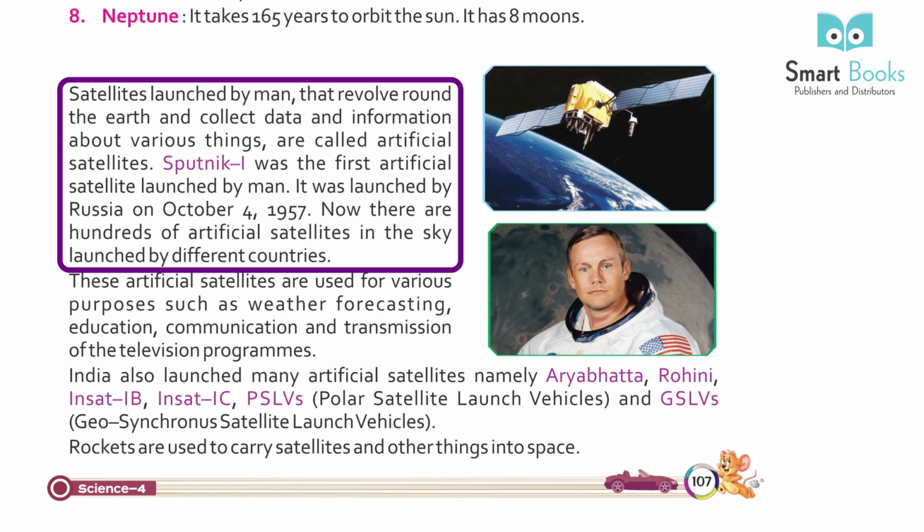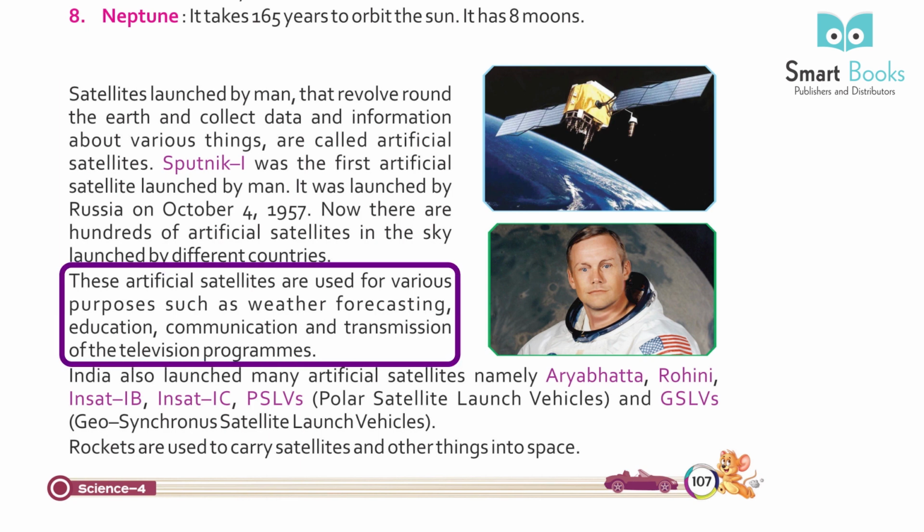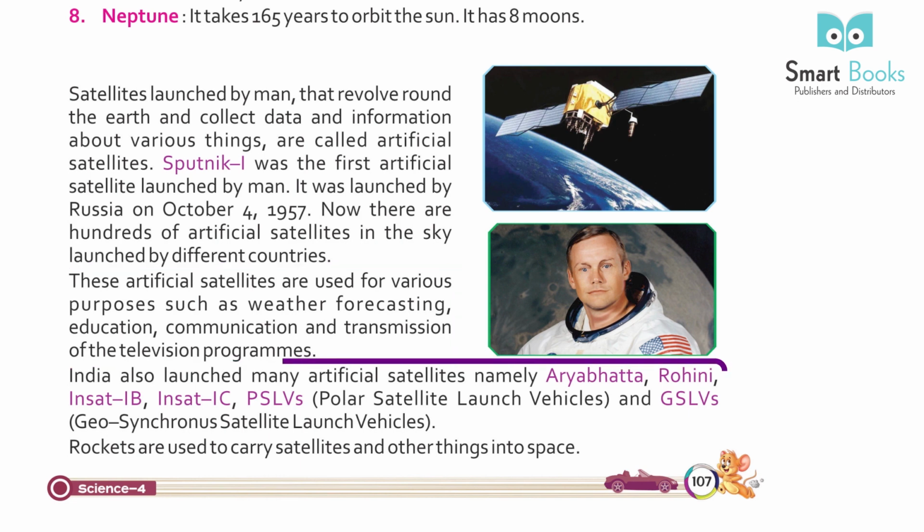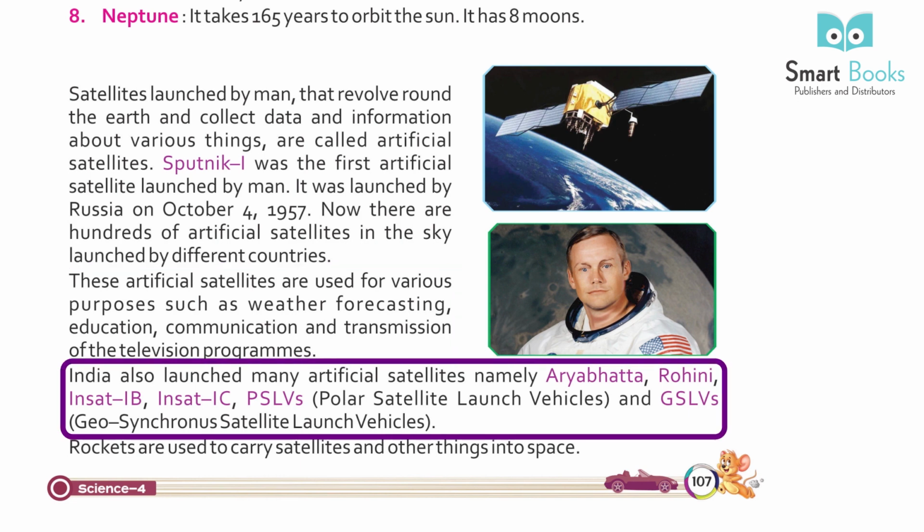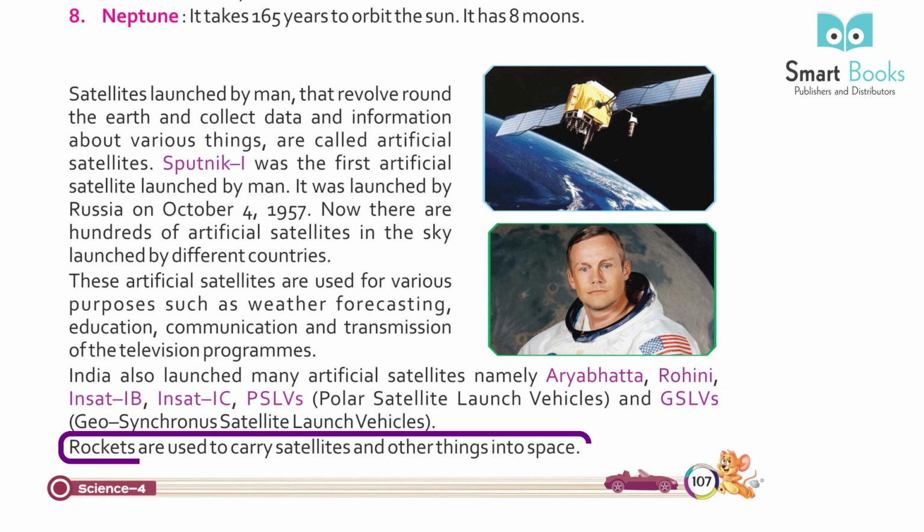Now there are hundreds of artificial satellites in the sky launched by different countries. These artificial satellites are used for various purposes such as weather forecasting, education, communication and transmission of the television programs. India also launched many artificial satellites, namely Aryabhata, Rohini, INSAT 1B, INSAT 1C, PSLVs, Polar Satellite Launch Vehicles, and GSLVs, Geosynchronous Satellite Launch Vehicles. Rockets are used to carry satellites and other things into space.